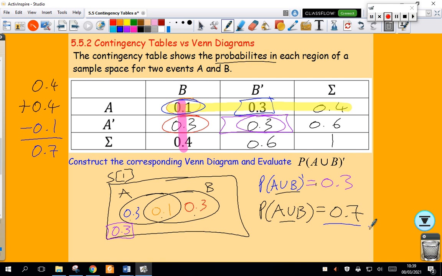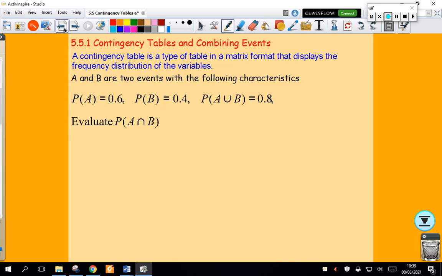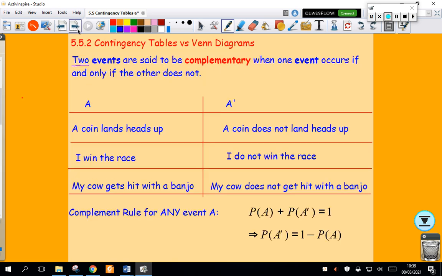Okay? But ultimately, the big thing is to understand the connection between contingency tables and Venn diagrams. Remember, the sum of the probabilities of complementary events is always equal to 1. What are complementary events? Well, 2 events are complementary when one event occurs if and only if the other does not.